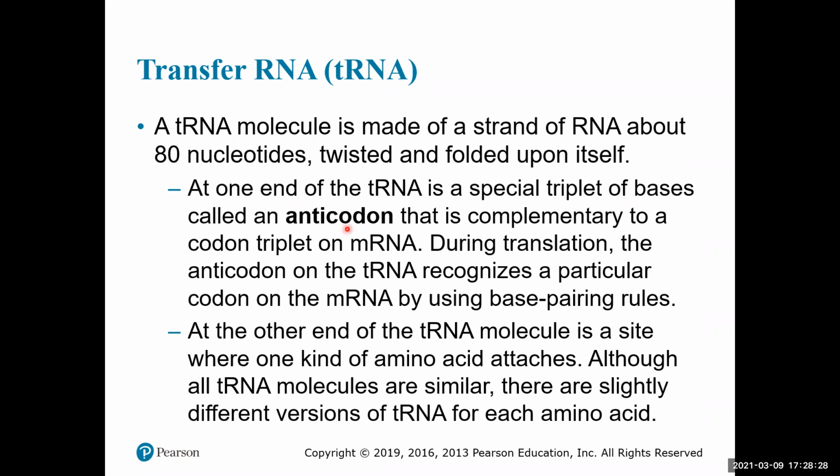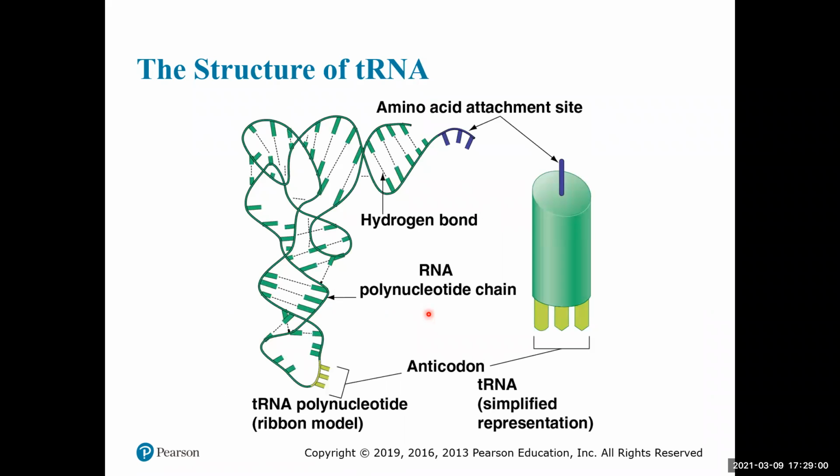So at one end of the transfer RNA, you have a special triplet of bases that's referred to as the anticodon. This anticodon is complementary to the codon triplet of the mRNA. So it follows those base pair rules. And so during the translation, the anticodon recognizes the codon of the mRNA and it brings in the associated amino acid and attaches it to another amino acid to build the growing polypeptide and protein strand.